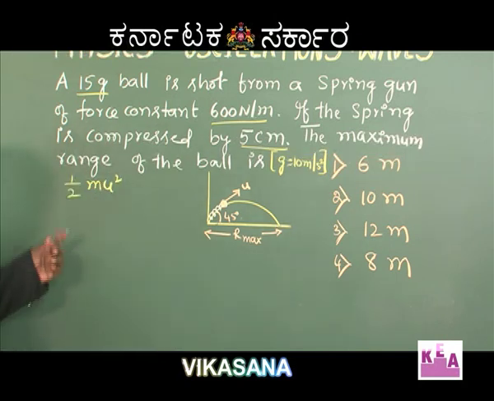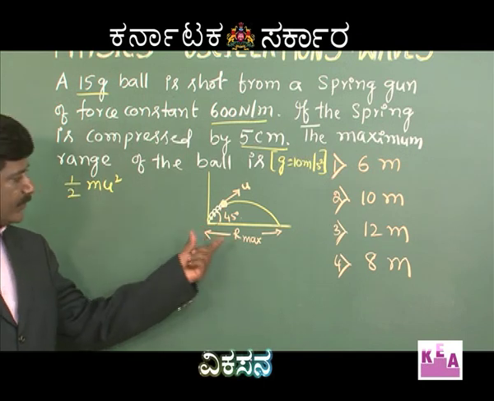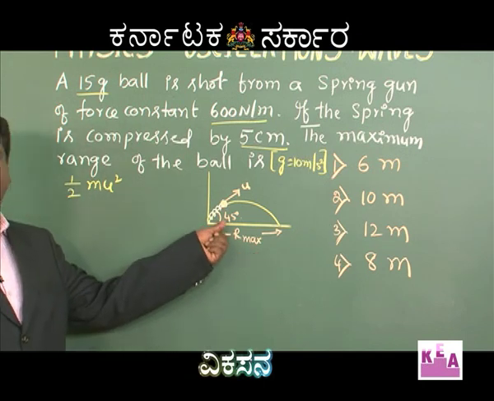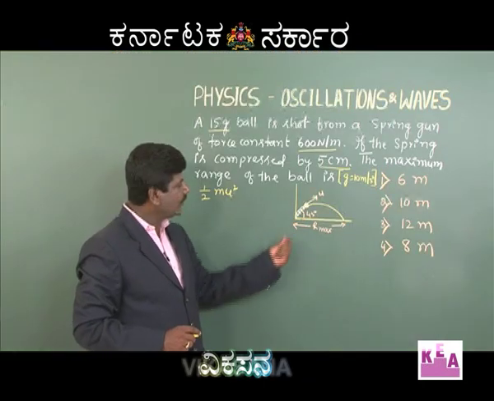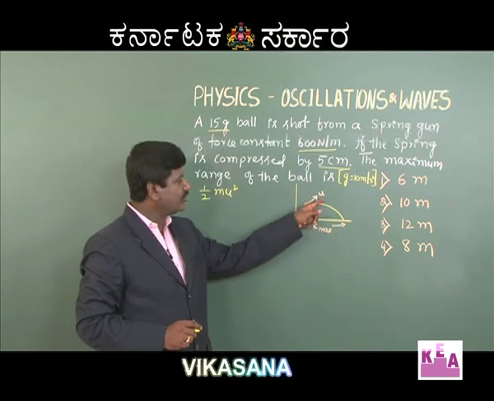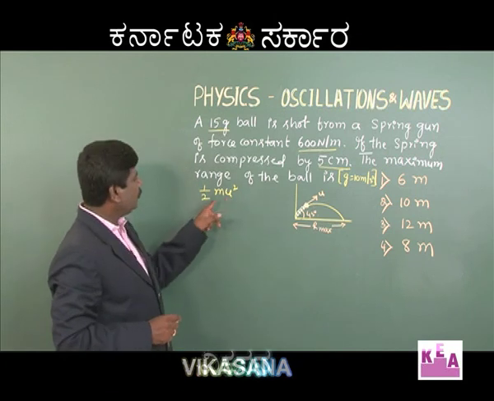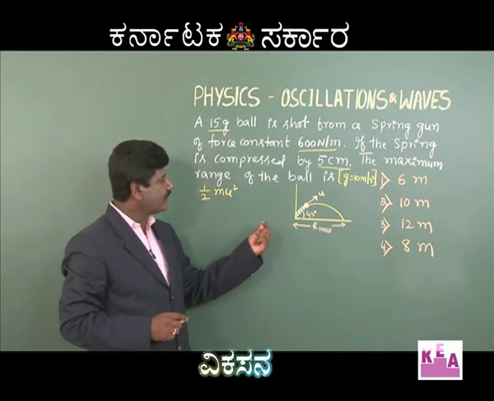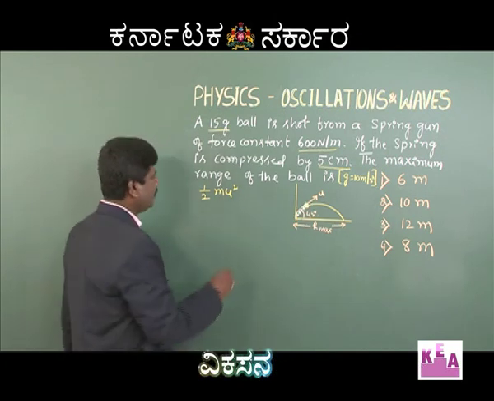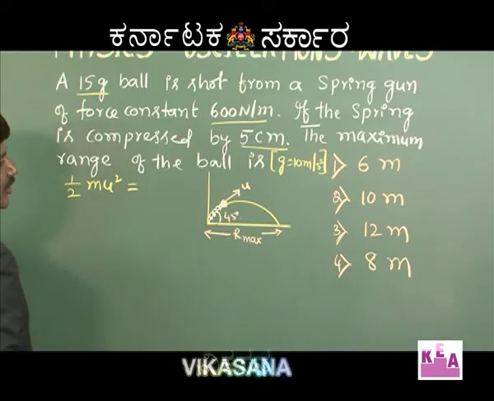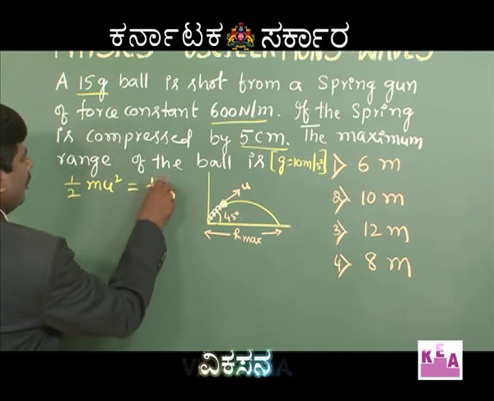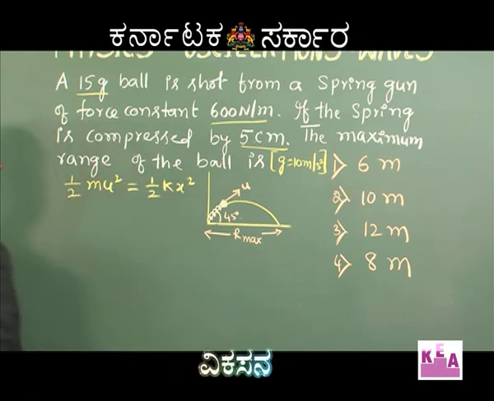So what is u? That is the velocity of projection. As shown in the diagram, for maximum range the angle of projection must be 45 degree. Since we are projecting at 45 degree, the velocity of projection is u. So half m u square is called the kinetic energy of the ball. This energy must be equal to the potential energy of the spring. We know the formula for the potential energy of the spring, that is half k x square.